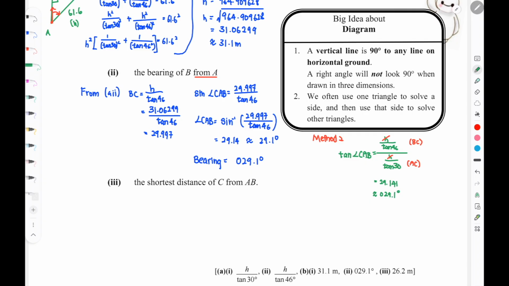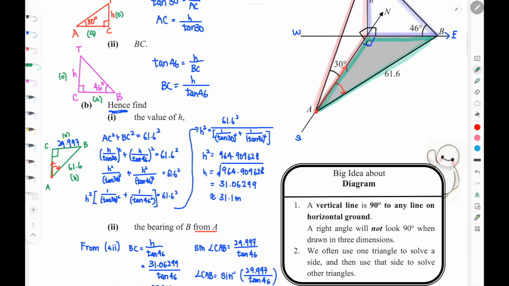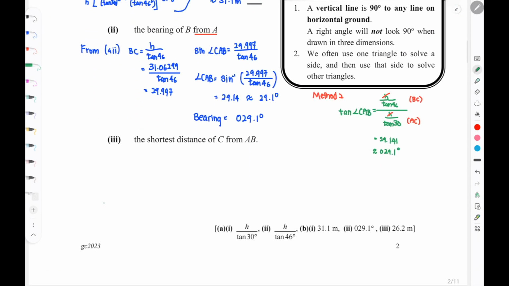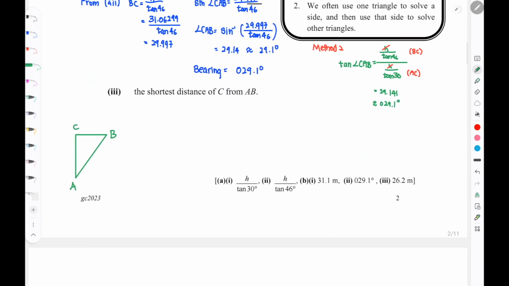Next one, they are trying to find the shortest distance of C from AB. When I talk about shortest distance, I need to have a right angle line from AB that connects to C. So let me redraw this. So this is A, B, C, correct? And I know this is 29.14 degrees.